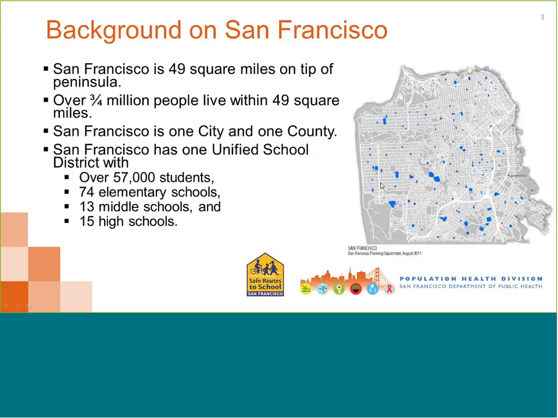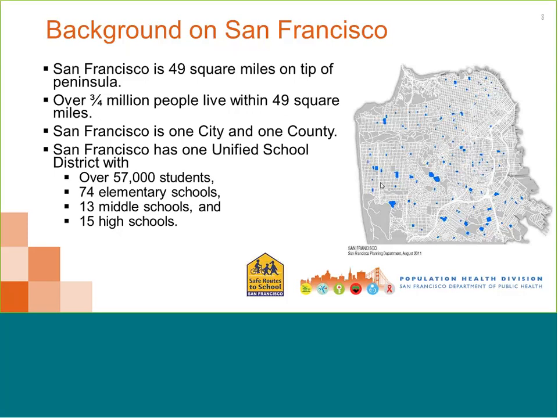So just a little background on San Francisco. We are a very unique place in many ways, but San Francisco is 49 square miles on a tip of a peninsula, so it's actually relatively small compared to other jurisdictions. But we have 750,000 people that live within this area, so it's very dense. And we also have the unique feature that we are one city, one county, and we have one school district. So it has its pros and cons.